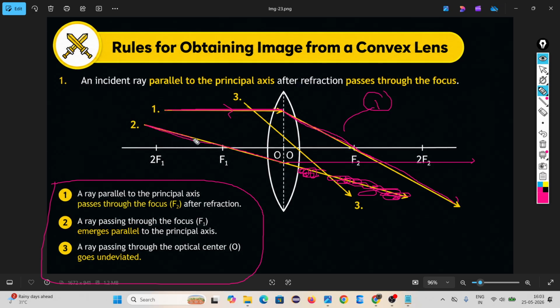If a ray is coming through the focus, it emerges parallel to principal axis. This is rule number two. Rule number three: a ray passing through the optical center goes undeviated, meaning coming from the direction, it goes in the same direction. You understand or not? Because these things we require for making the ray diagram. Here also 8 cases, but convex has 6 cases, concave has 2 cases.